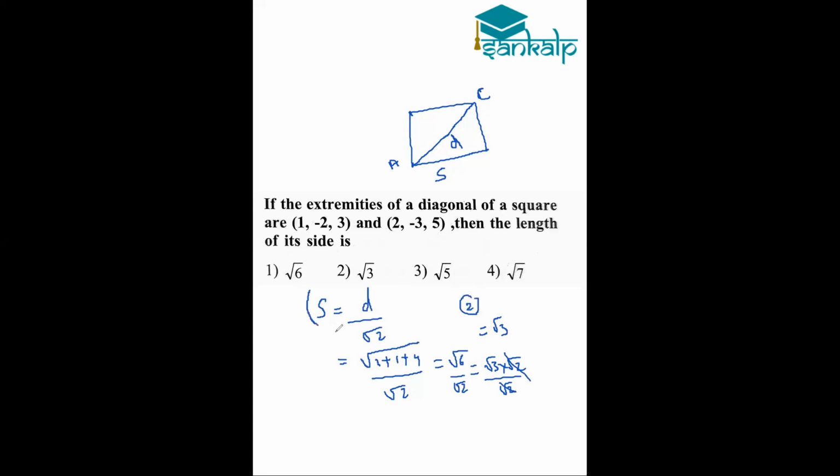Here we need to remember the formula: the side of a square is equal to the length of the diagonal upon √2. Using this relation, we can calculate the side of the given square.